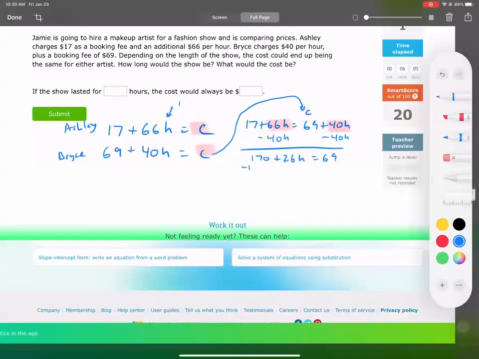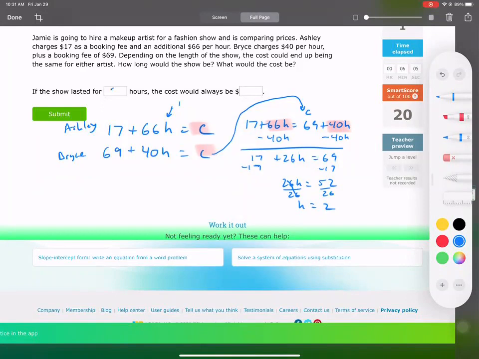I'm going to minus 1, whoops, is that right? Oh, that's 17, oops. I don't know why I wrote 170, that's 17. Minus 17 to both sides. 26h is equal to 52. We can divide it by 26 also. H is equal to 2. All right, it would actually take only 2 hours for them to balance out.